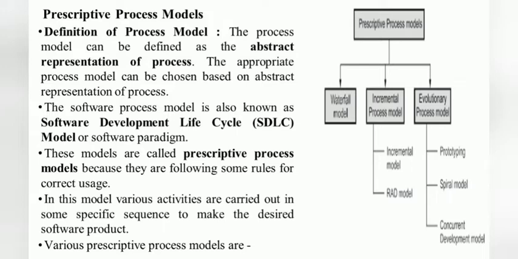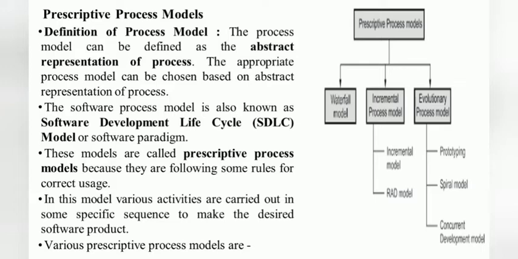We have various prescriptive process models. They are Waterfall model, Incremental process model, and Evolutionary process model. The incremental process model is again divided into incremental model and RAD model. Next, the evolutionary process model has prototyping, spiral model and concurrent development model.